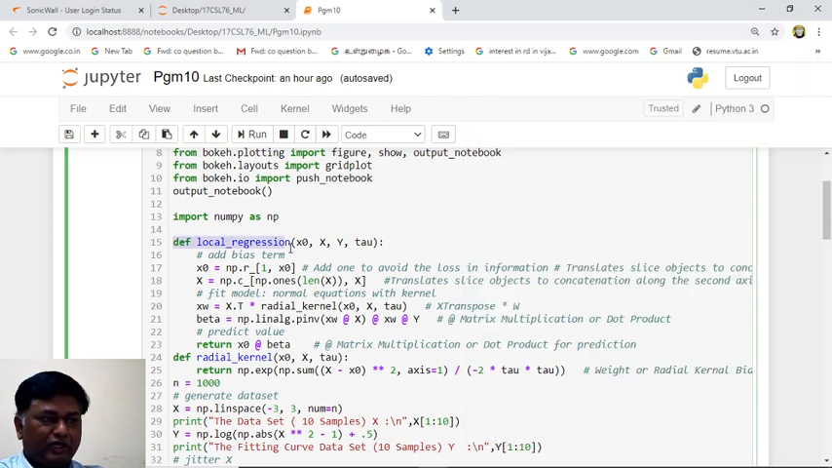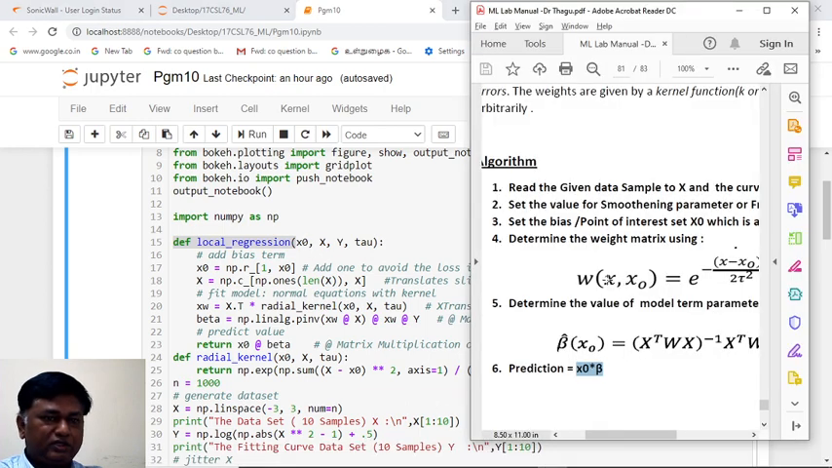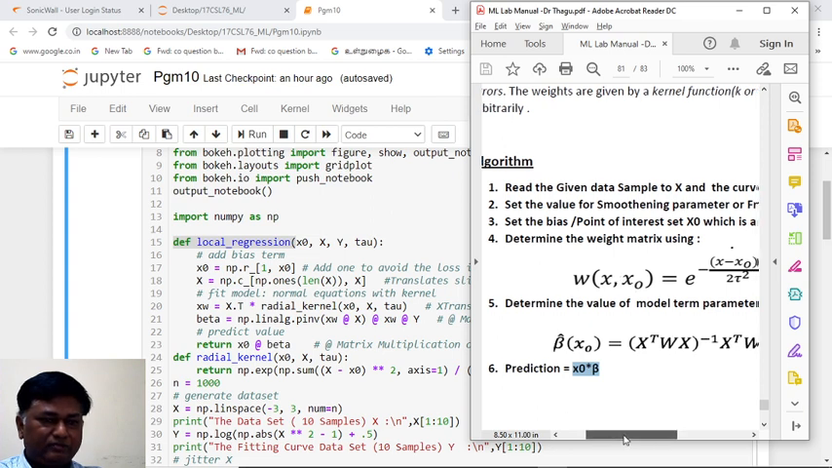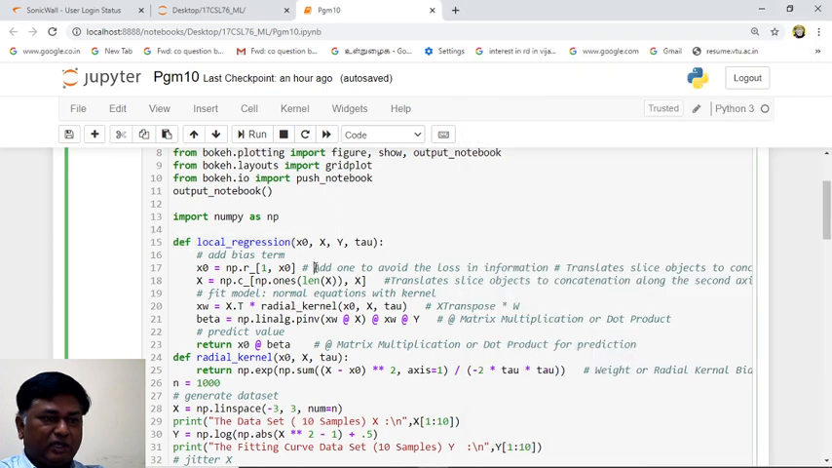The first function is local regression. This is your first formula. This W is calculated here. So you can see this formula is implemented in this function. First we will see x naught. What is x naught? That is the bias term I told you. R underscore: you can see the comment here. To avoid the loss of information, 1 is automatically added with your R, with your bias value.